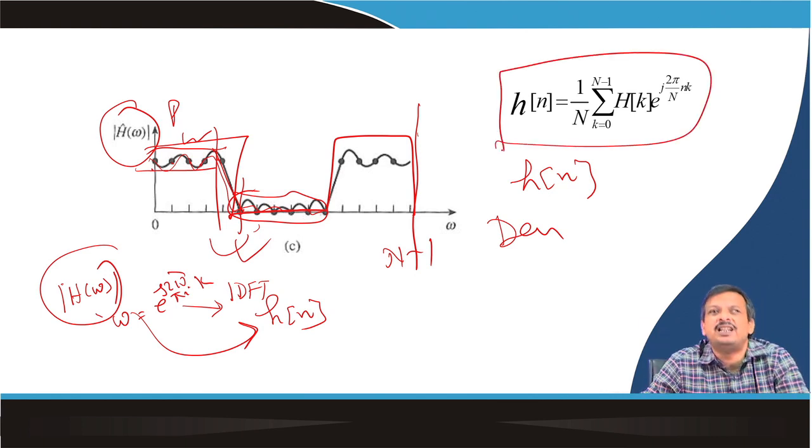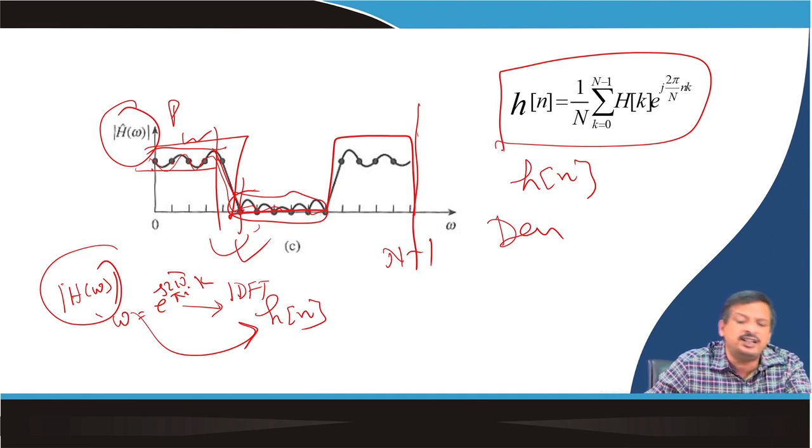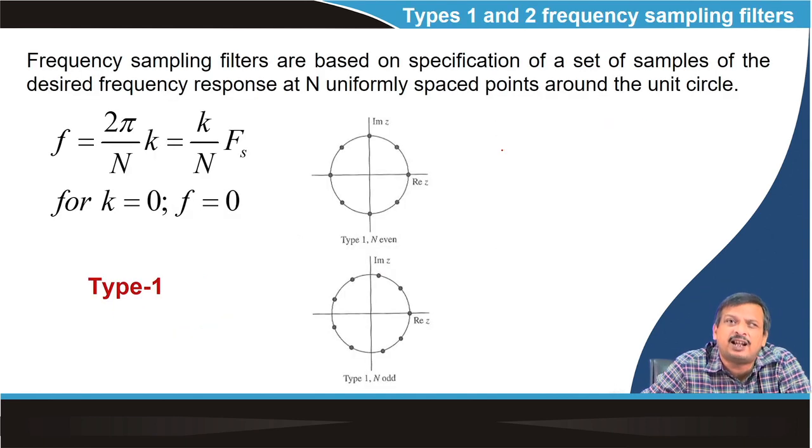Now, what is the problem in here? The problem is that this type of sampling can happen in two types.